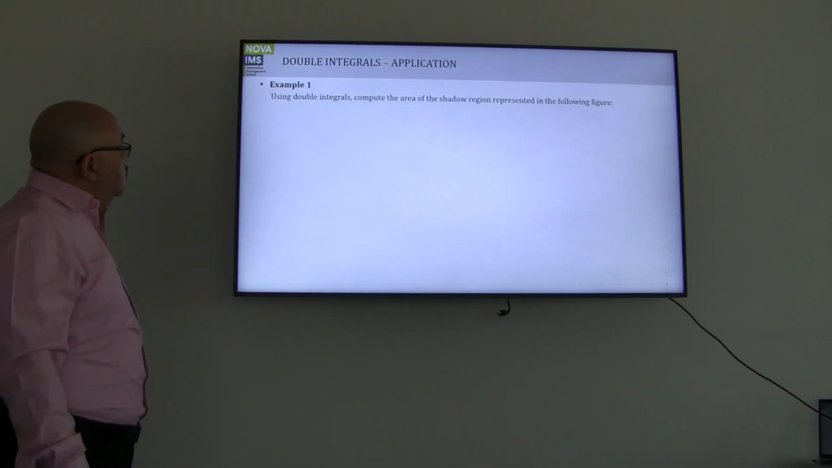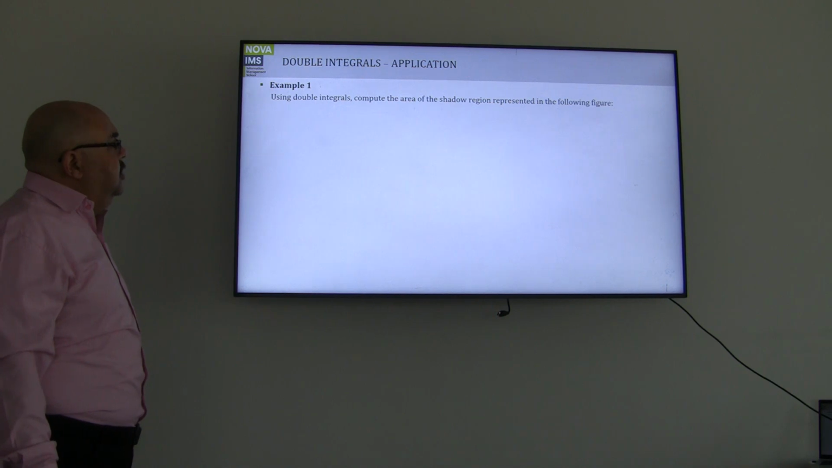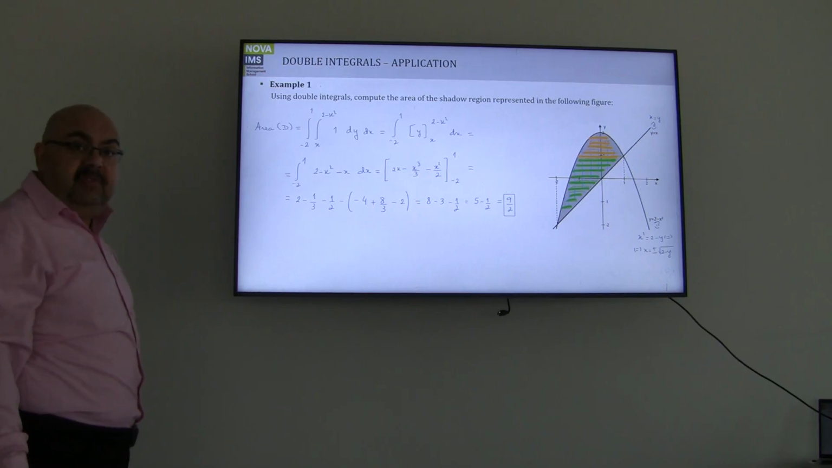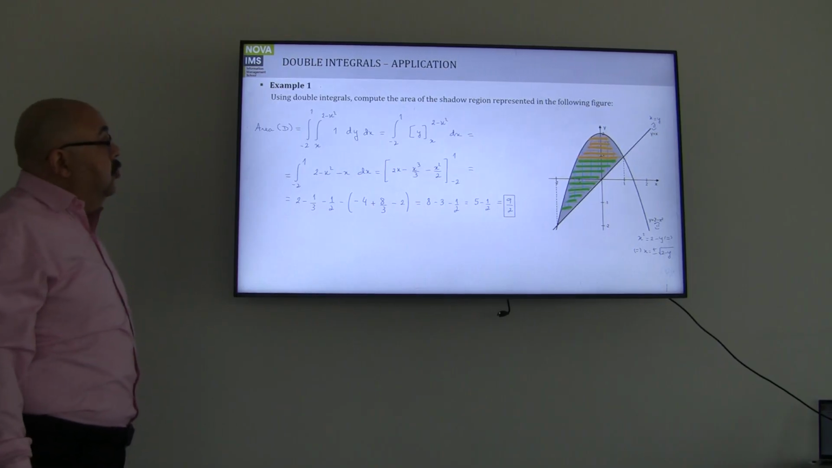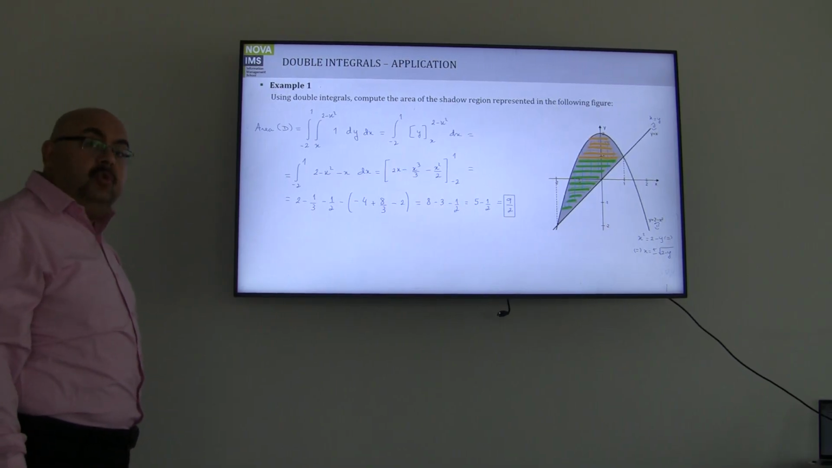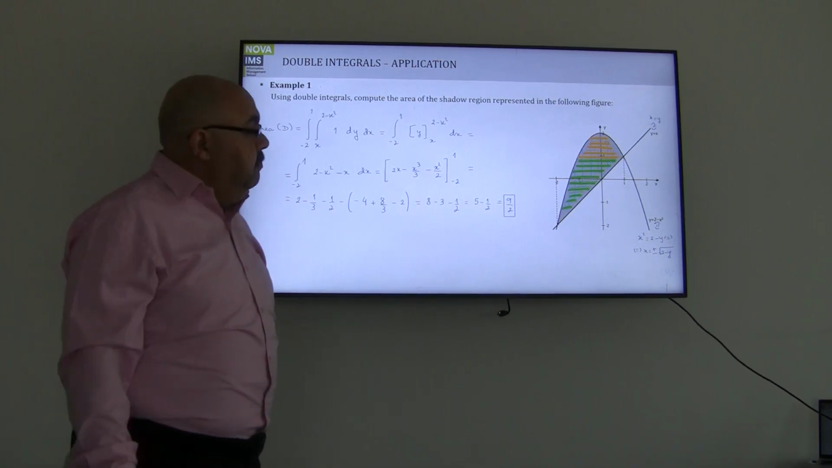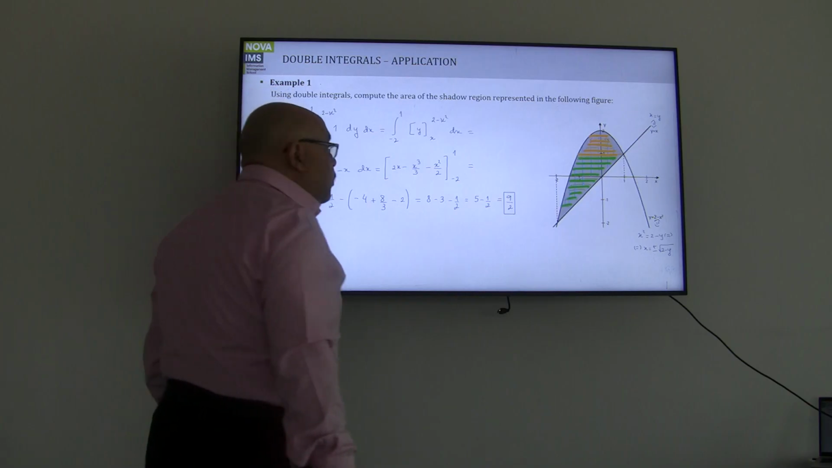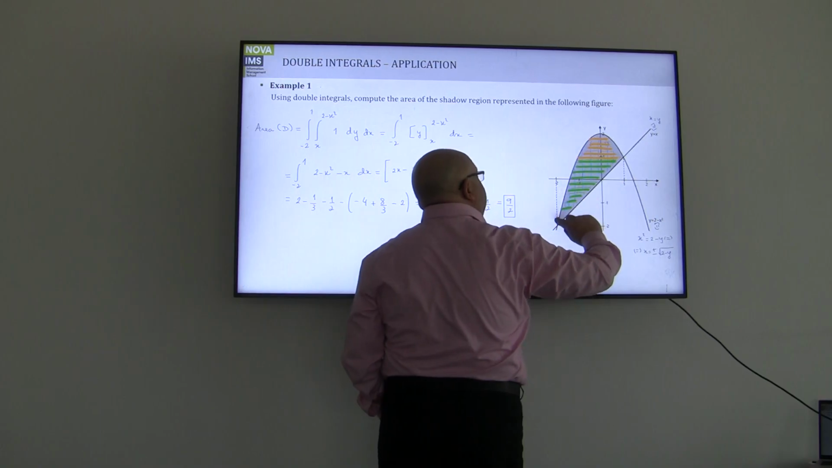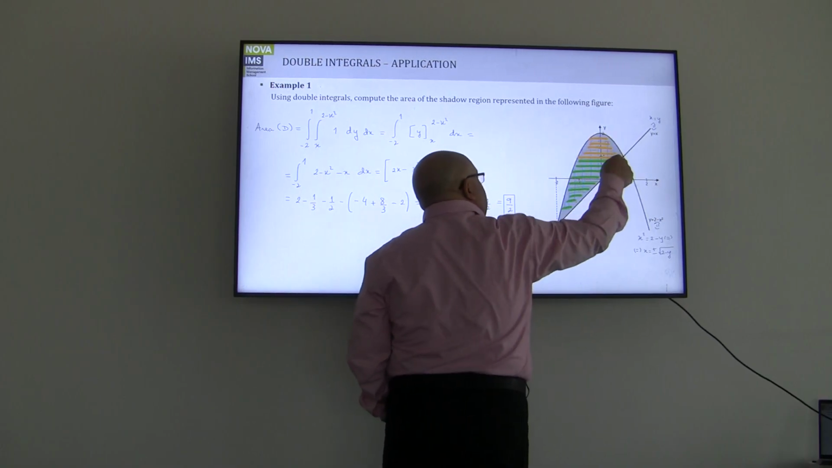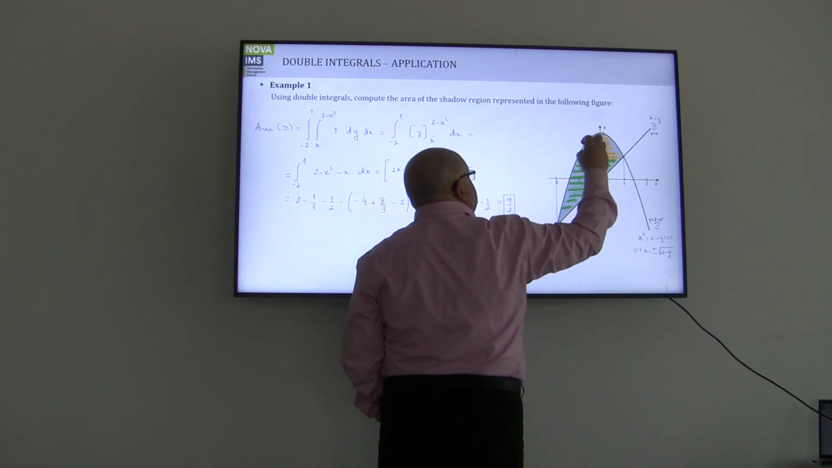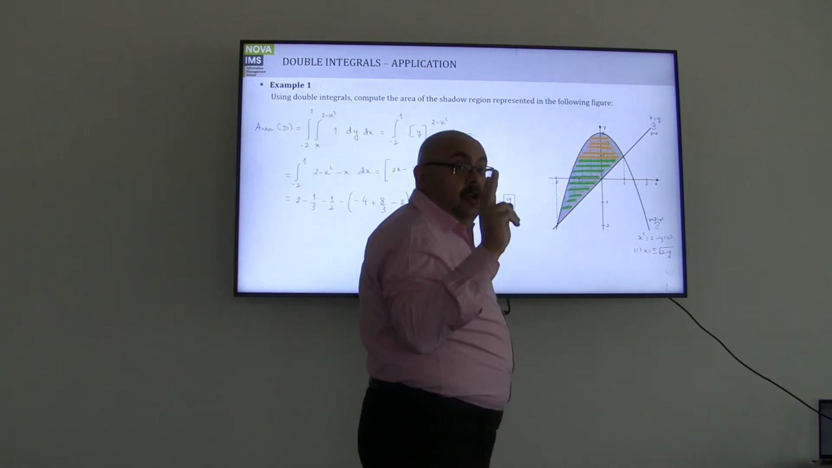Here he is asking you to use the double integral to compute the area of the shaded region presented by the following figure, and he gave you this figure. He wants you to evaluate the area. Start please to tell me which direction is going to be easier on you, dy dx or dx dy. If I am moving in the x direction, the entrance is one function, but the exit is how many functions? 2 functions. So I will also have to separate this region into 2 integrals. So I will use dy dx.